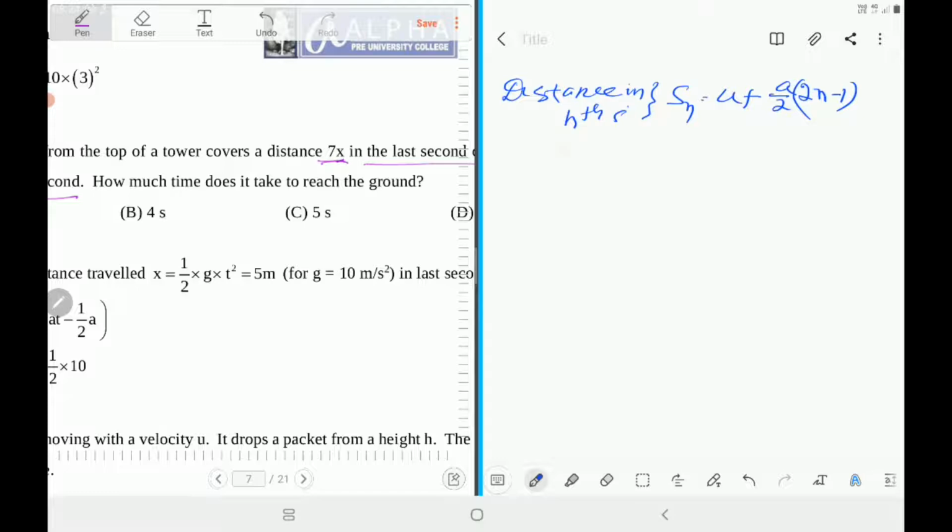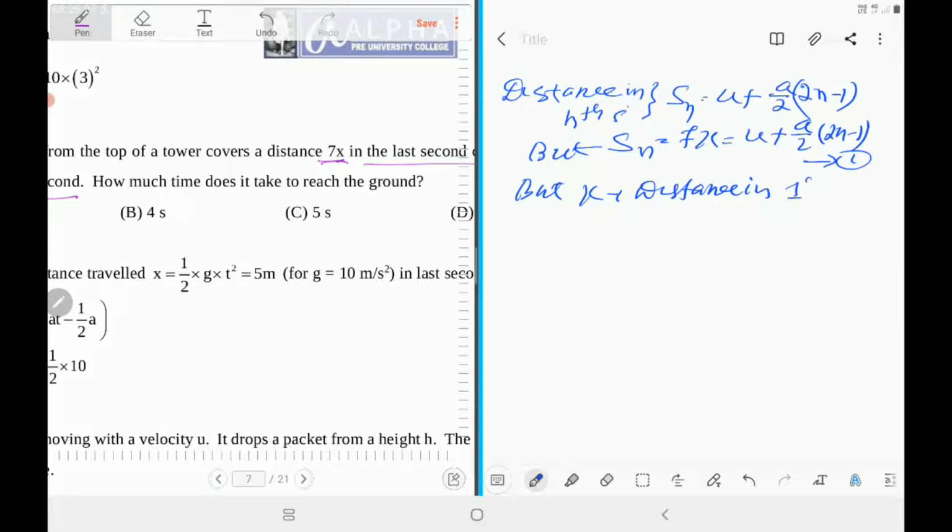But it is given that Sn equals 7x, that equals u plus a/2 times (2n minus 1). That's all. But what is x? You take it as equation 1. What is x? x is the distance in the first second.